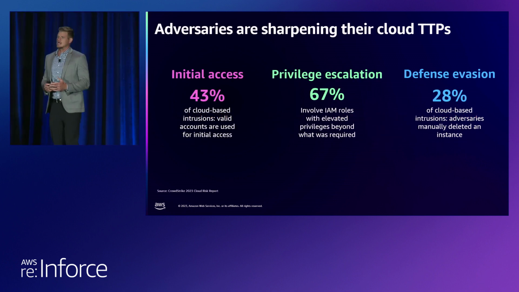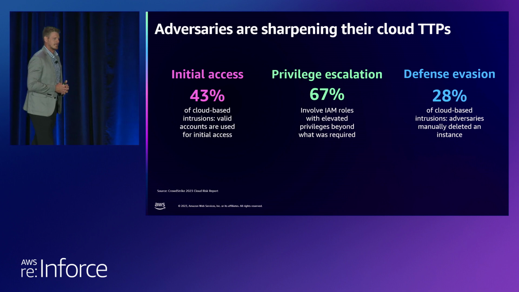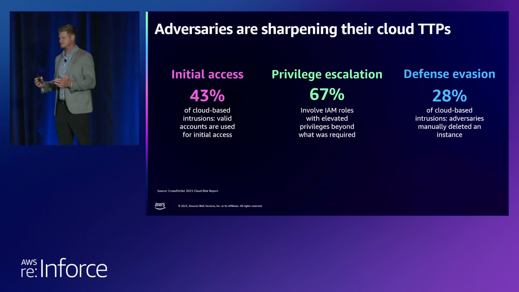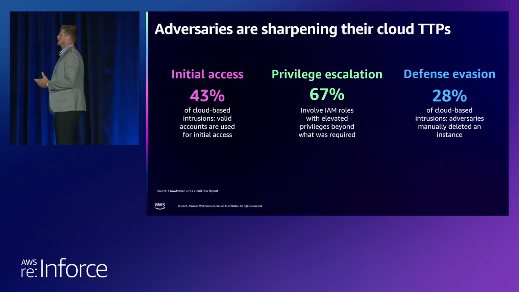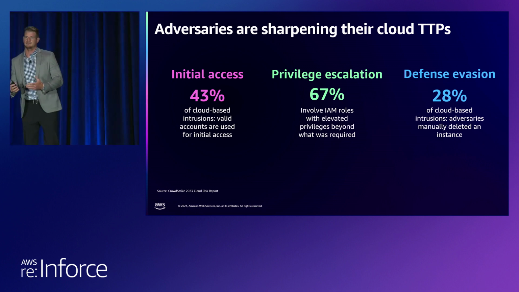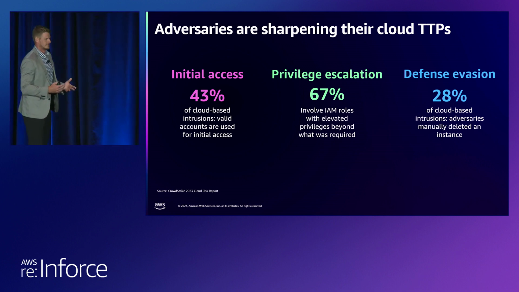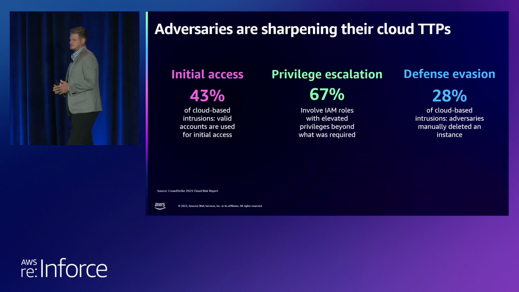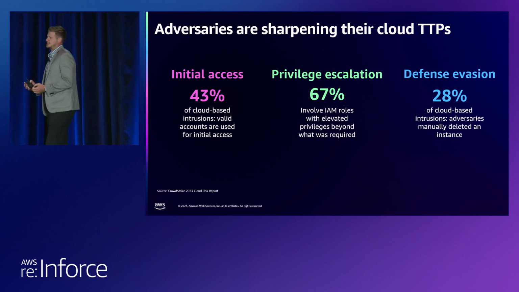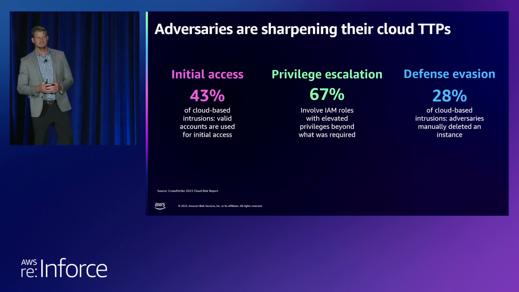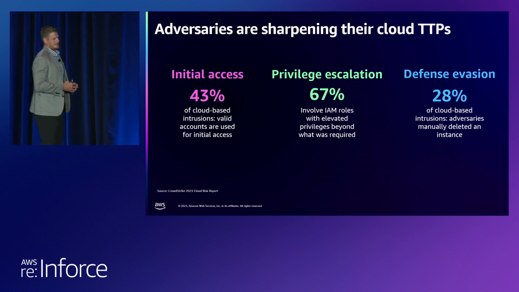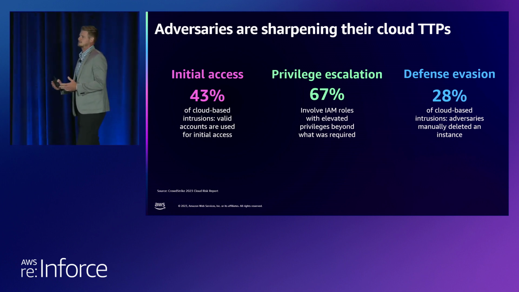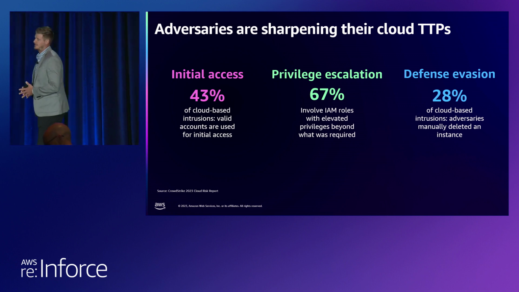Moving on, these stats come from the Cloud Risk Report, which is available to download as well. You can take this back to your teams and read further, but we're going to highlight these. What we're really noticing from these cloud conscious adversaries is they're sharpening their cloud TTPs. The first one I want to call out is that in 43% of cloud-based intrusions, we saw that valid accounts were used for initial access. They're targeting these accounts, getting access into them, and then just opening the front doors and getting in through these valid accounts.